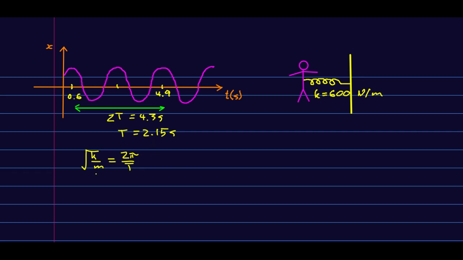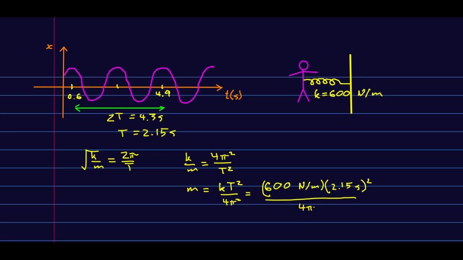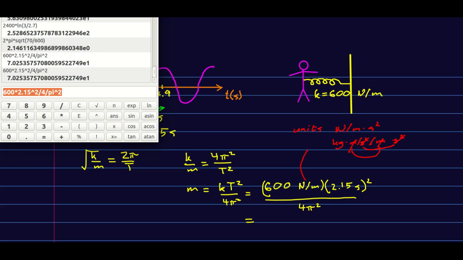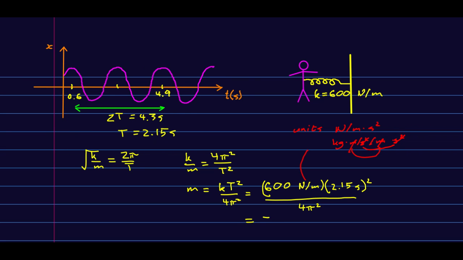So I'm going to speed things up, and you can do the algebra and check yours against mine. And so we find that our astronaut has a mass of 70 kilograms. And note I did a quick unit check up here.